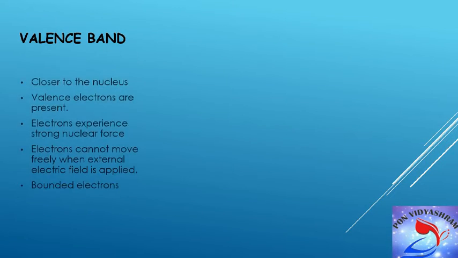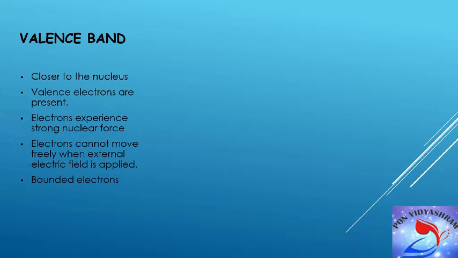The valence band is the band which is very close to the nucleus. The electrons present in the valence band are called valence electrons. As these electrons are very close to the nucleus, they experience a very strong nuclear force and cannot move at all. Even when an external field is applied, they will not be able to move, and hence they are called bound electrons.